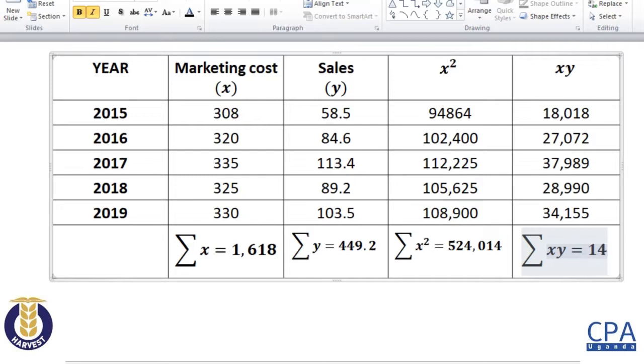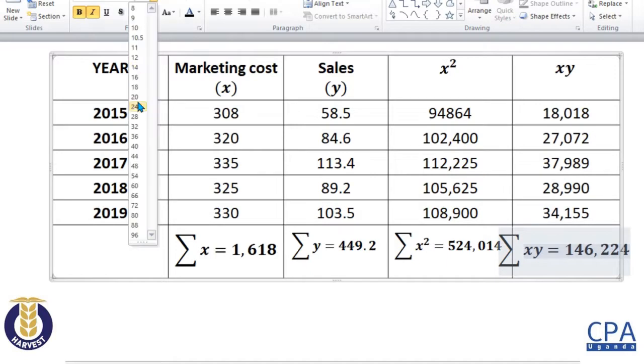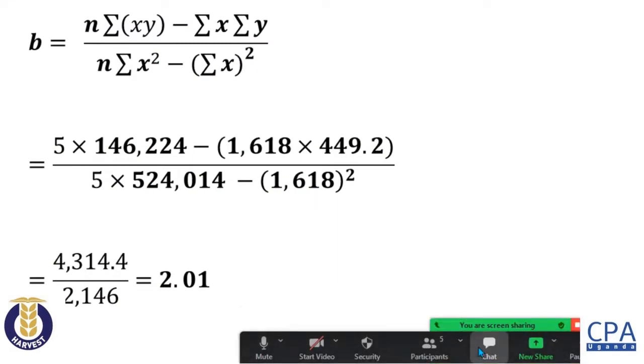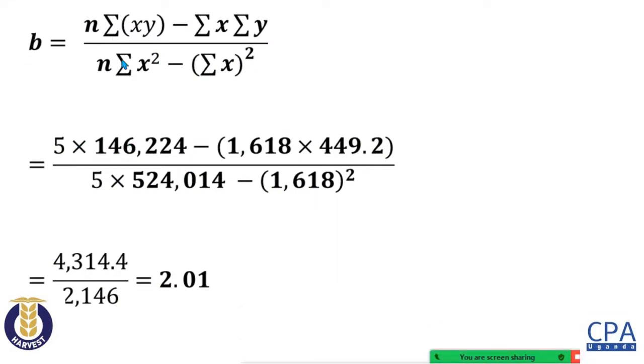146. 224. Okay. 146,224. Okay. Basically, this is what we have from the part of B. Our n is 5. Summation of x is 146,224. Summation of x, this is summation of xy. So summation of x is 1618.